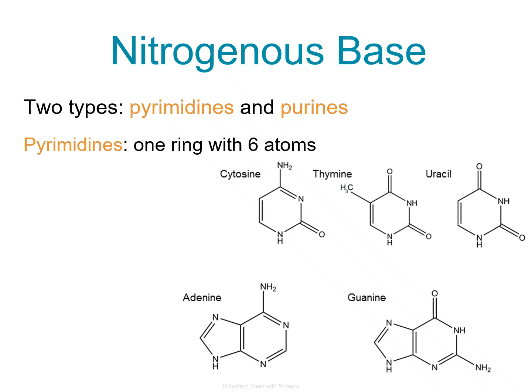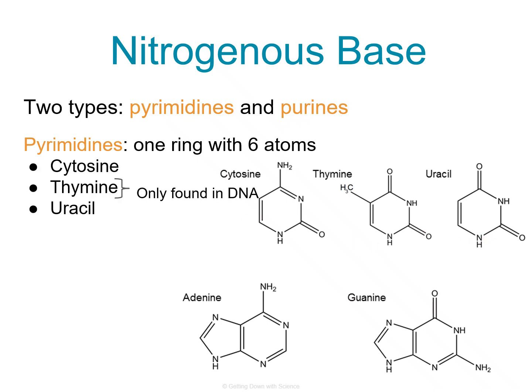Pyrimidines are a 1-ring shape with 6 atoms. So these 3 are our pyrimidines, right? 1, 2, 3. So cytosine, thymine, and uracil. Thymine is only found in DNA, while uracil is only found in RNA.